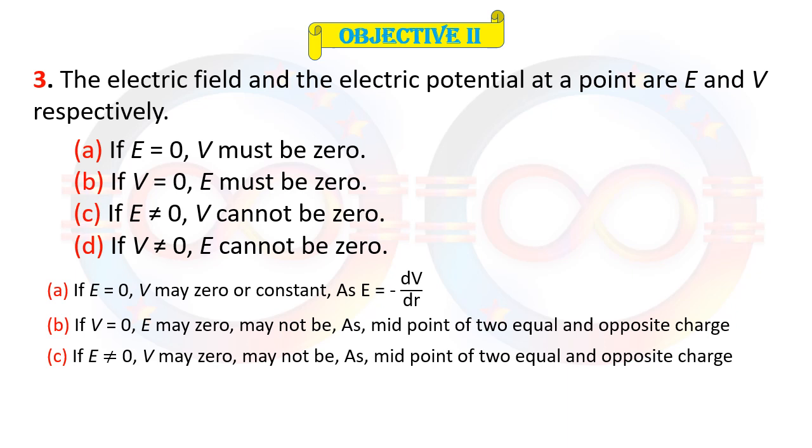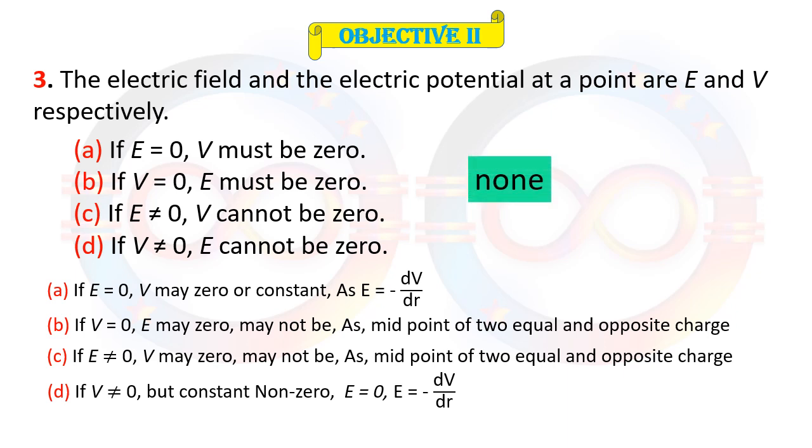Then D, V is non-zero, E cannot be 0. Look at the first statement and just take it in the opposite order. If V is non-zero but constant, E is equal to 0. So out of these 4, none of the 4 is the correct option, all are wrong.